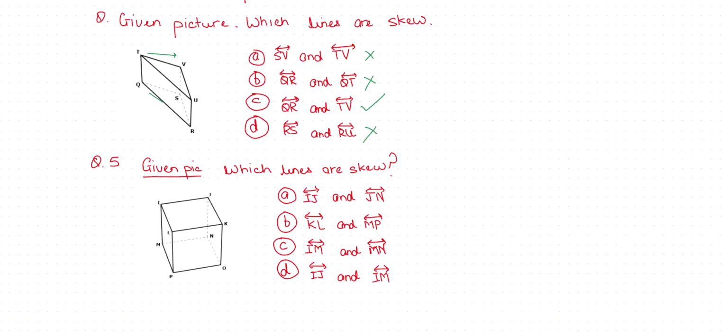This picture is given and we have to find which lines are skew here. Let's try the first one, IJ and JM. They are not skew because they are intersecting; they meet at J. Then KL, which is this, and MP. We can say they will never intersect, they are not parallel, and they are also not coplanar. So these lines are skew. Let's try other ones also. IM and MN are intersecting, so they are not skew lines. And IJ and IM are intersecting, so they are not skew lines. So the correct answer is KL and MP.